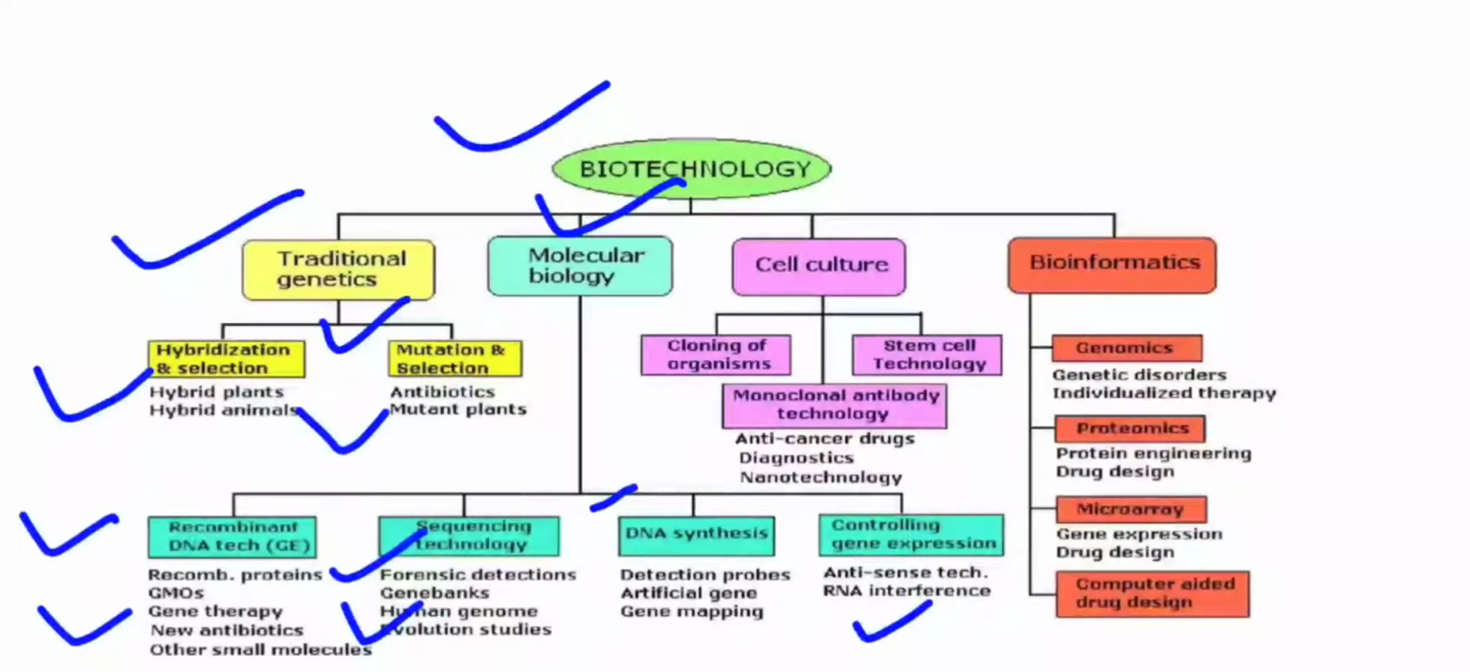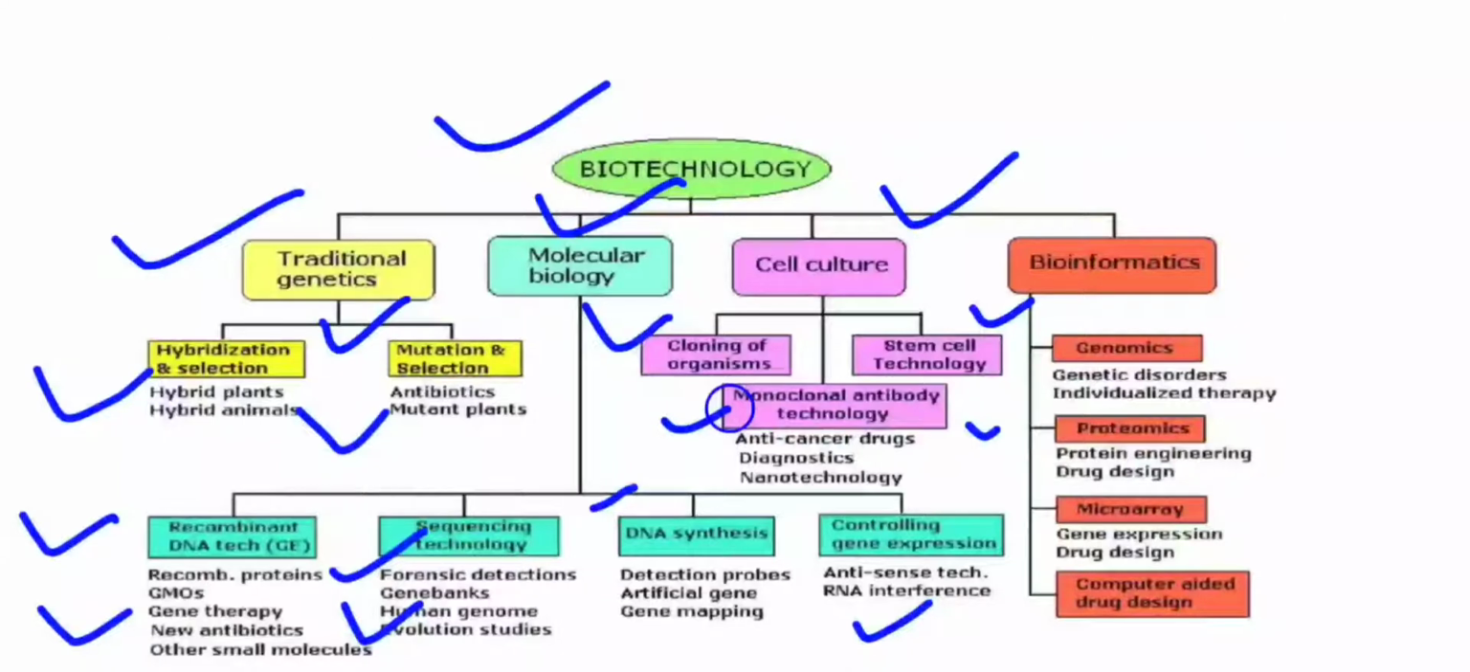The next field where biotechnology can be applied is cell culturing, like cloning of organisms, stem cell technology and monoclonal antibody technology. By using monoclonal antibodies we produce anti-cancerous drugs. These monoclonal antibodies are effective in detecting a particular kind of antigen found in cancer patients, or whether oncogenes are found in cancer patients. Monoclonal antibodies are also used for making anti-cancerous drugs, in diagnostics and in nanotechnology.